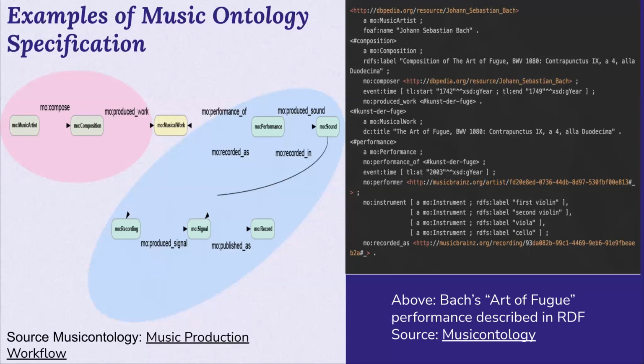On the next example showing code, this is the RDF version of Johann Sebastian Bach's Art of Fugue performance. The coding shows the instrumentation involved, year of performance, event time, along with other information that creates a complete music metadata record.